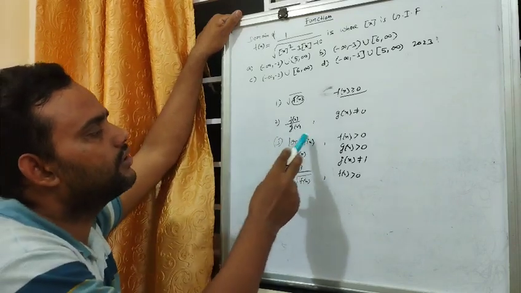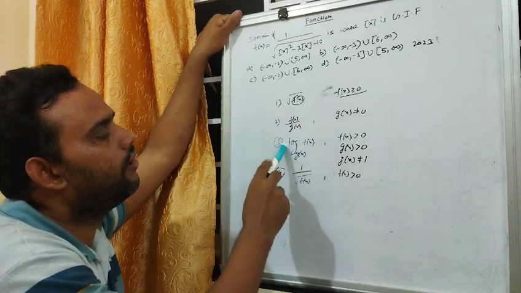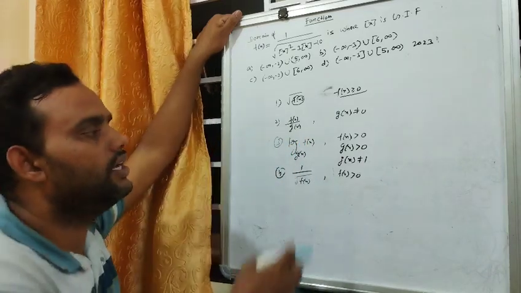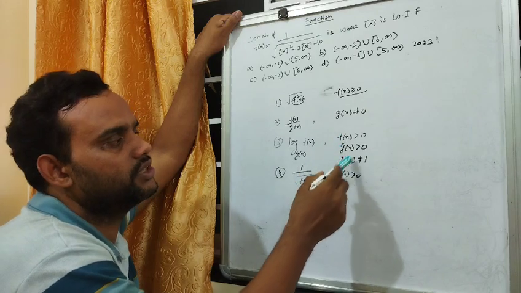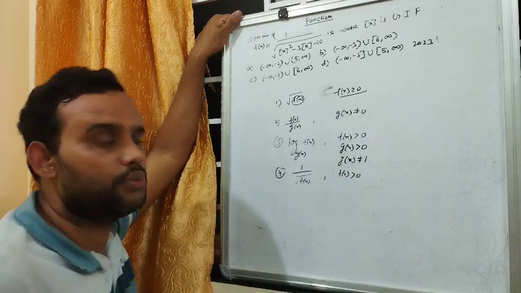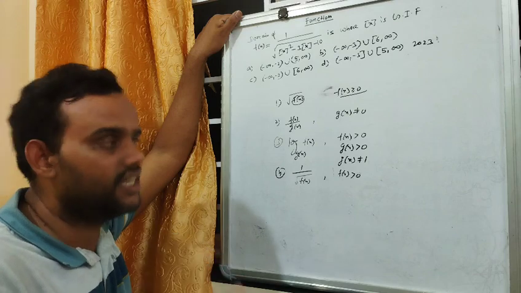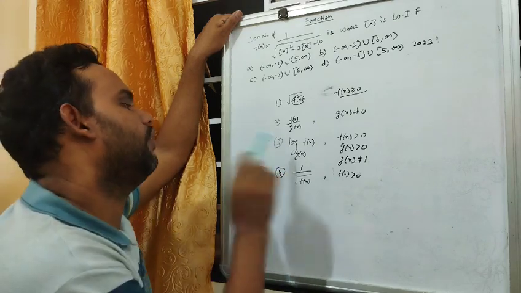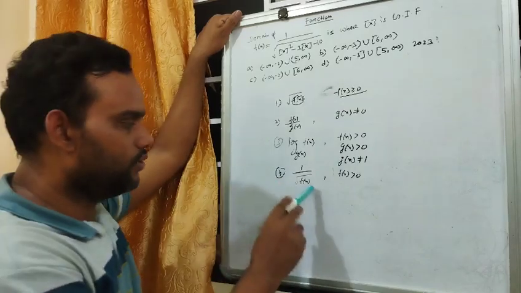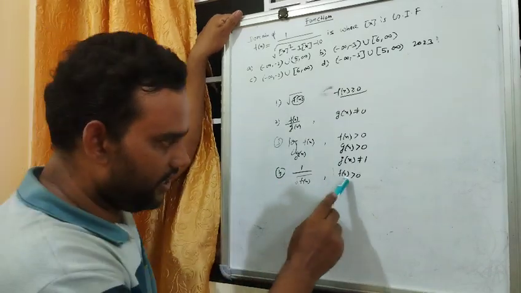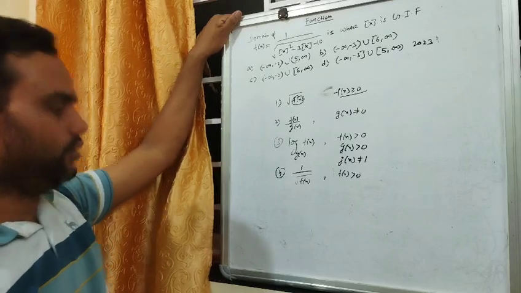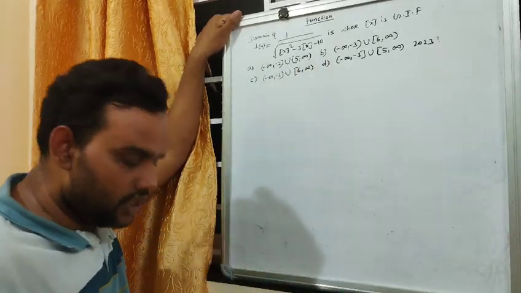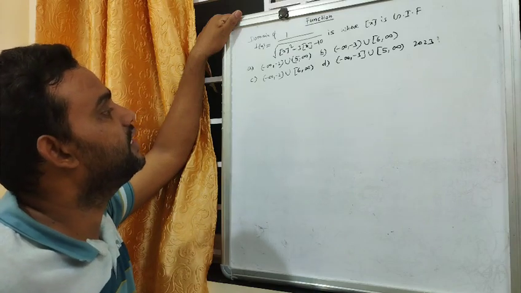Now log f of x to the base g of x is defined if and only if all three conditions hold: f of x is positive, g of x is greater than 0, and g of x not equal to 1. Then only this log is defined. Similarly, 1 by root under f of x is defined if f of x is greater than 0. Based upon this, we can go for greatest integer inequations.